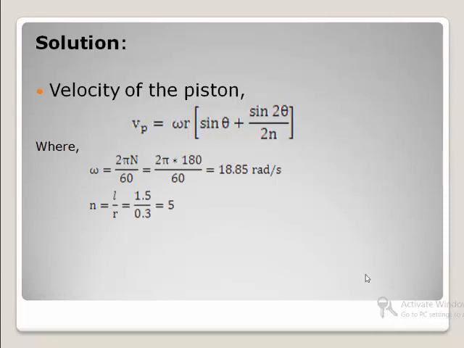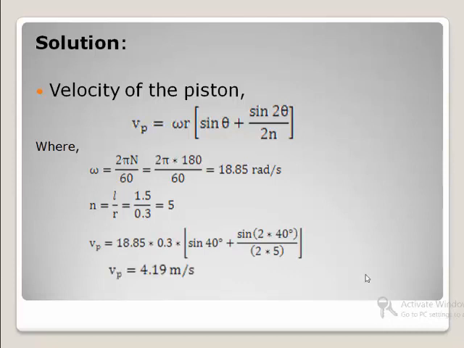Okay. And small n in the formula is the ratio between the length of the connecting rod and the crank length. So 1.5 divided by 0.3, that value can be obtained as 5. So now we can substitute all the known values in the velocity formula. Then we can get the velocity as 4.19 meter per second.